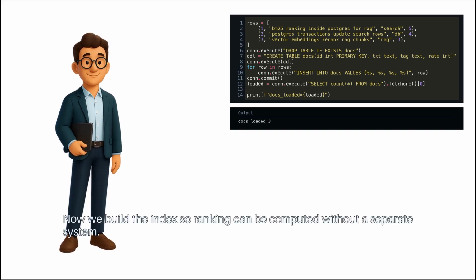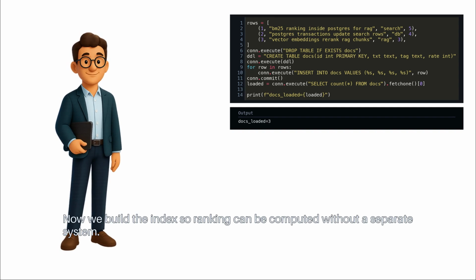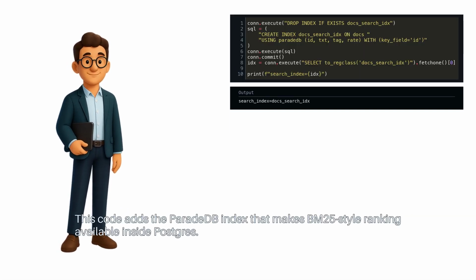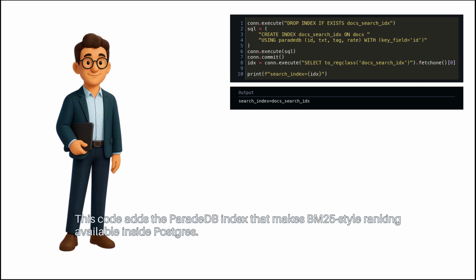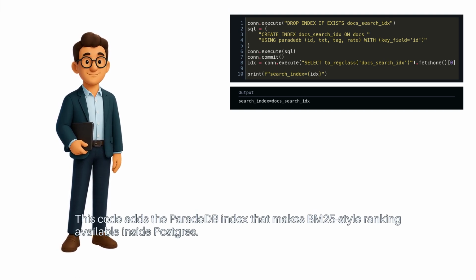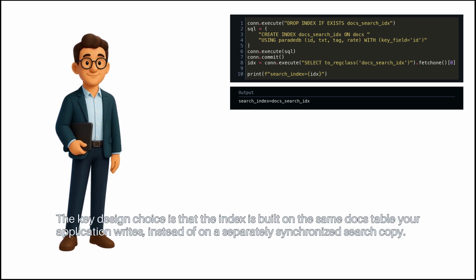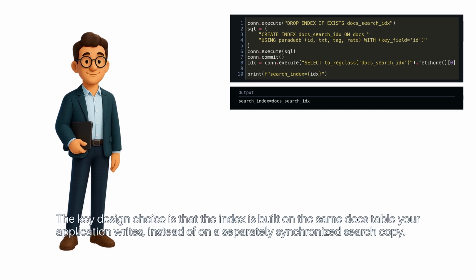Now we build the index, so ranking can be computed without a separate system. This code adds the ParadeDB index that makes BM25 style ranking available inside Postgres. The key design choice is that the index is built on the same docs table your application writes, instead of on a separately synchronized search copy.